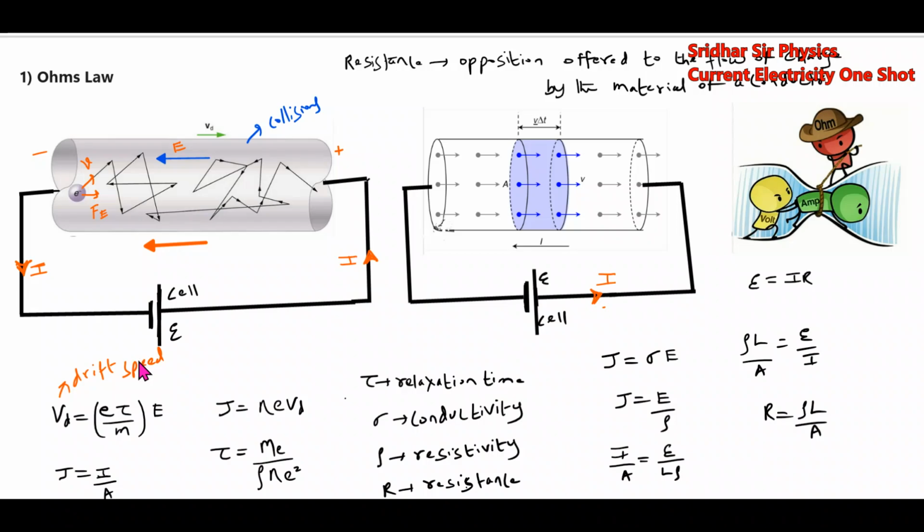Okay, fine. So the drift speed depends on what? The charge of electron, mass of electron, relaxation time tau, and the applied electric field inside the conductor.